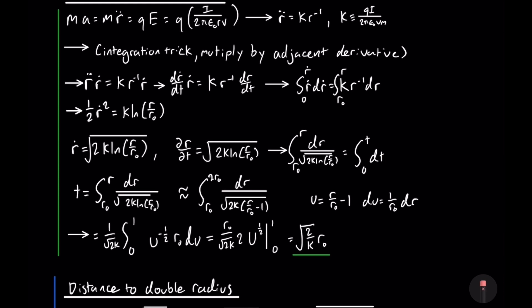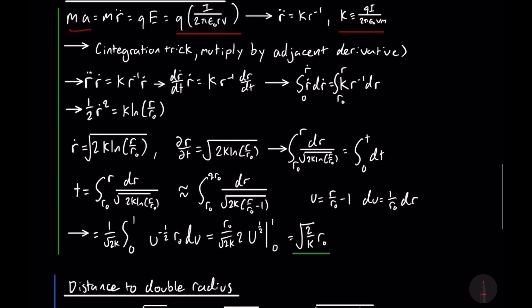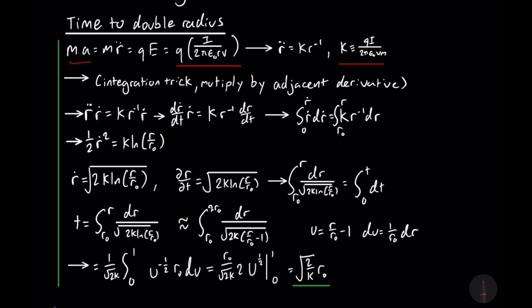So all we have to do now is find the time, and this is where a lot of the math starts coming in. First, let's plug in everything that we know. QE equals MA is going to be Q times I over 2 pi epsilon over RV. We can simplify this by turning it into a K. So it's simply R double dot equals K times R to the negative 1, where K is going to be this. If you simplify this, it'll be easier to write later.